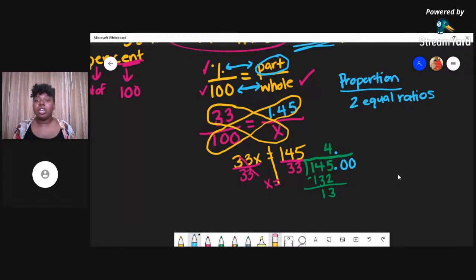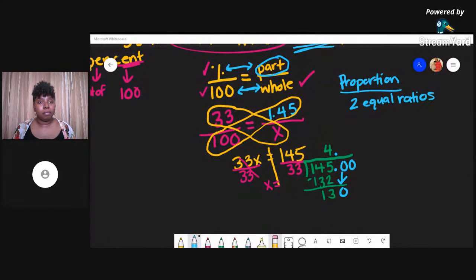Awesome. Okay, so a lot of times when we divide, I teach my students to put the numerator in the house and make it look like money, so that it's already set up just in case you are going to need those 2 zeros. All right, so 33 goes into 130 how many times? How many times does 33 go into 130? 3. Good.